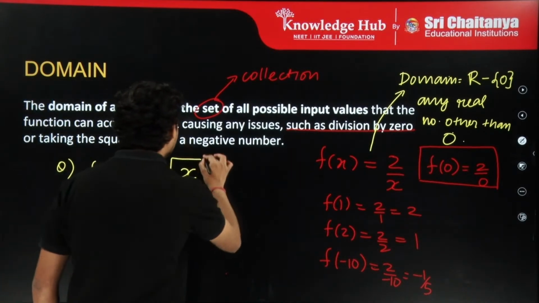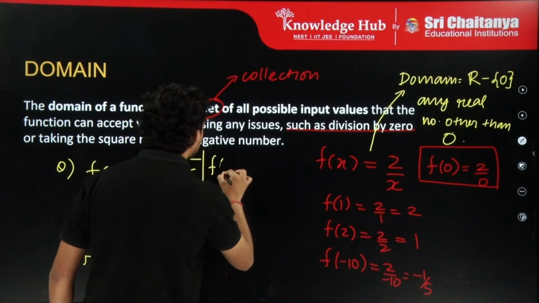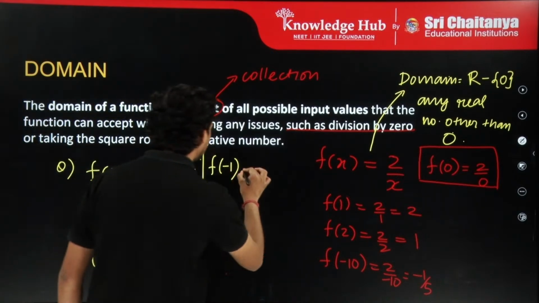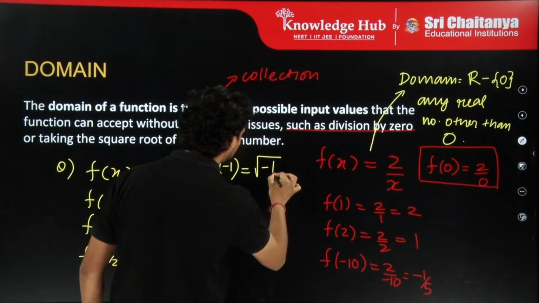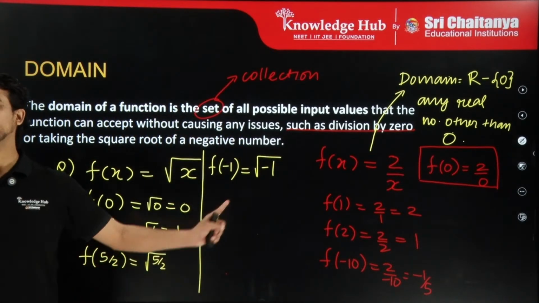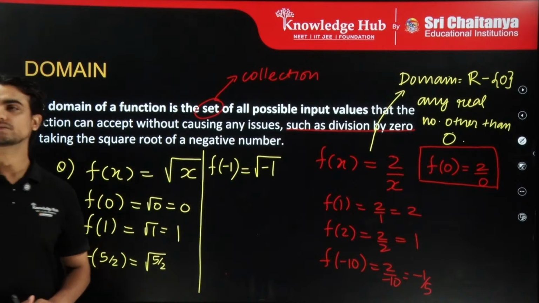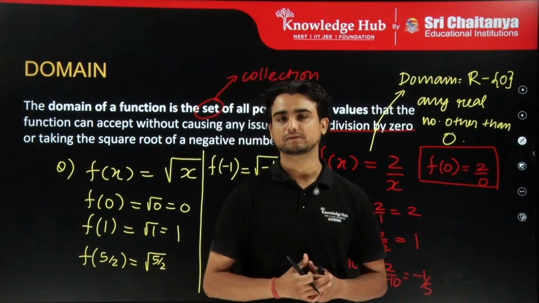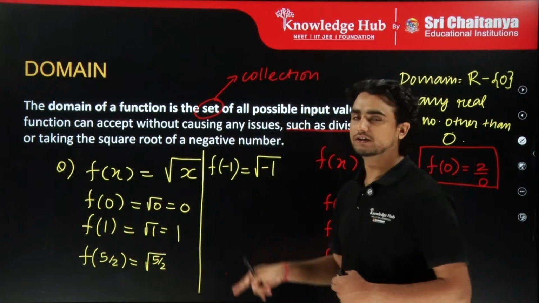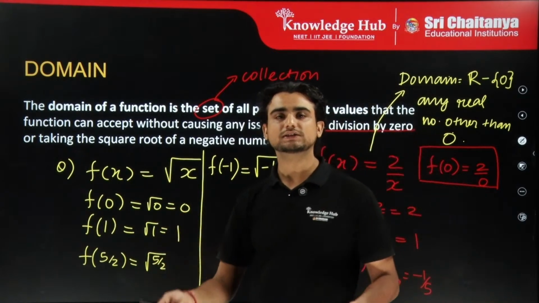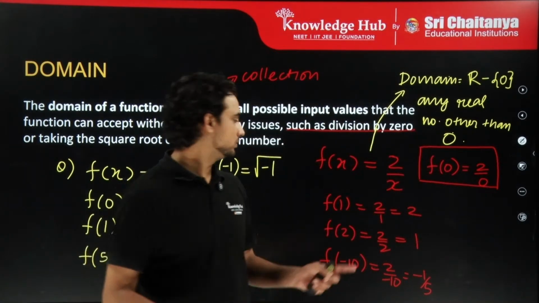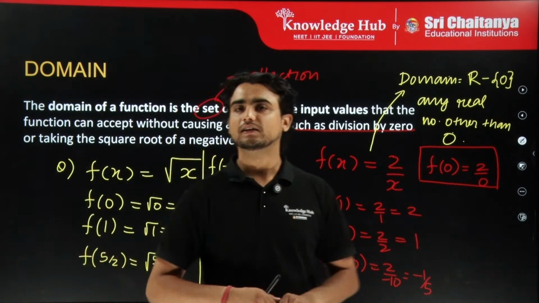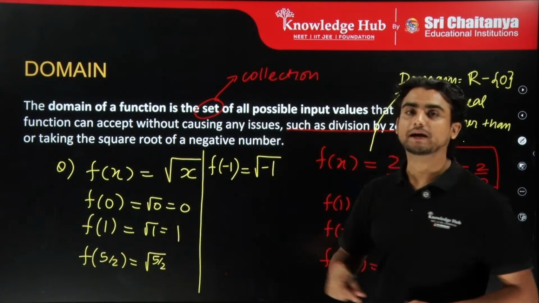But let's say I want to give f of minus 1 as my input. What is the value I'll get? Root of minus 1. We again have a problem here. What is the problem? We know that root of minus 1 is not defined, right? Negative inside a root is not possible. So since negative inside a root is not possible, we will say that it cannot take input as minus 1.